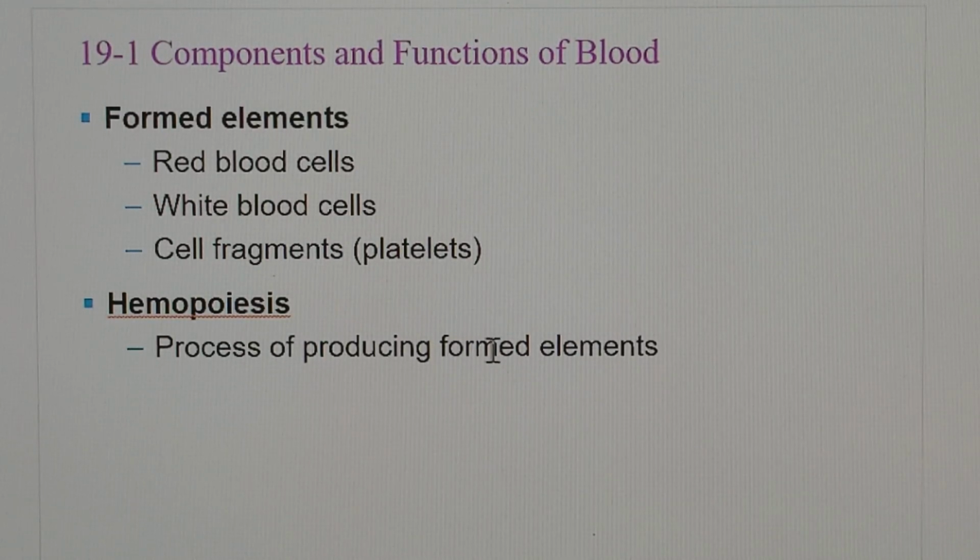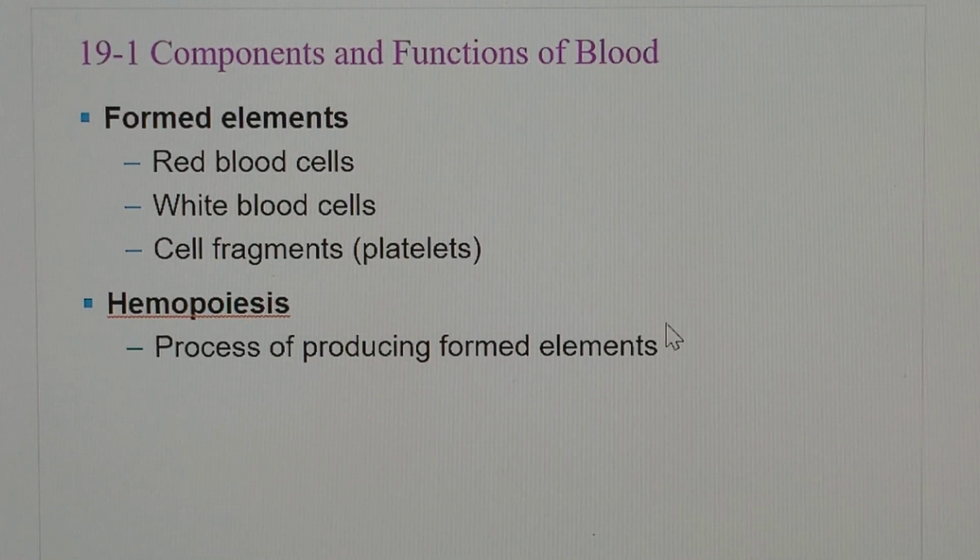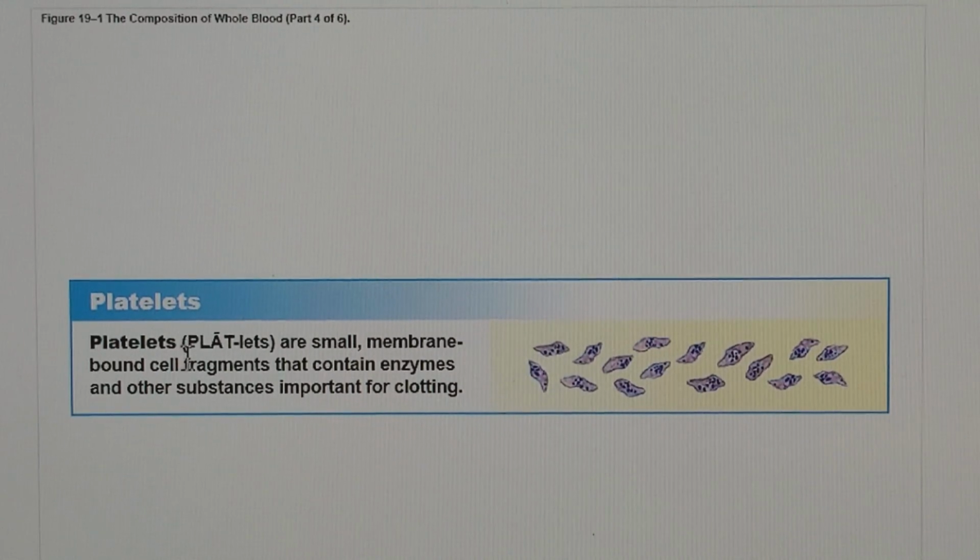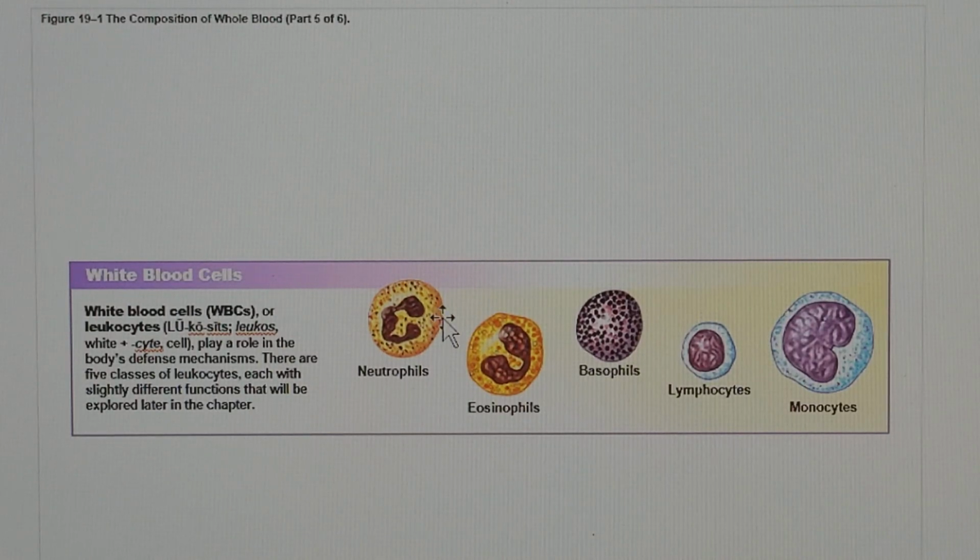Hemopoiesis is the process of producing formed elements. Another term for hemopoiesis could be hematopoiesis, and the hormone that we're referencing through the process of making red blood cells is hematopoietin, which we make in the bone marrow of the bones. In discussing platelets, they are small, membrane-bound cell fragments that contain enzymes and other substances important to clotting. White blood cells, there are several different types, which we'll get into. We call them leukocytes.